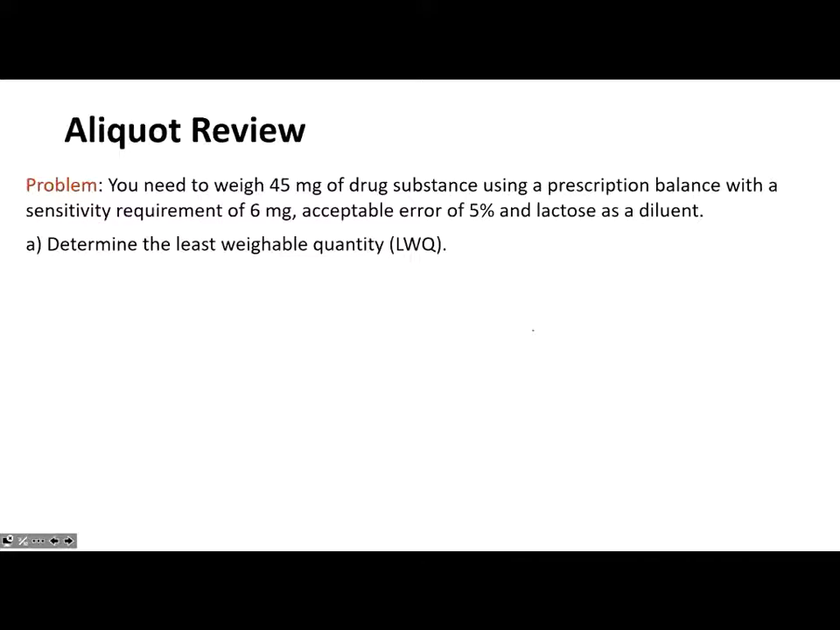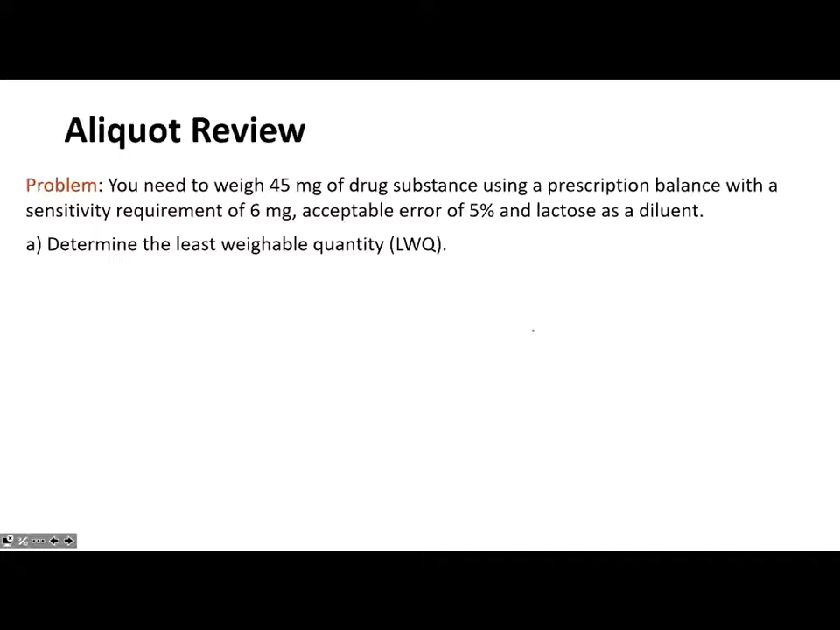All right, so let's start with the A word, and by that I do mean aliquot, right? So let's deal with this question here. It says, you need to weigh 45 milligrams of a drug substance using a prescription balance with a sensitivity requirement of 6 milligrams and an acceptable error of no more than 5%. And then you can use lactose as your diluent to make the actual aliquot.